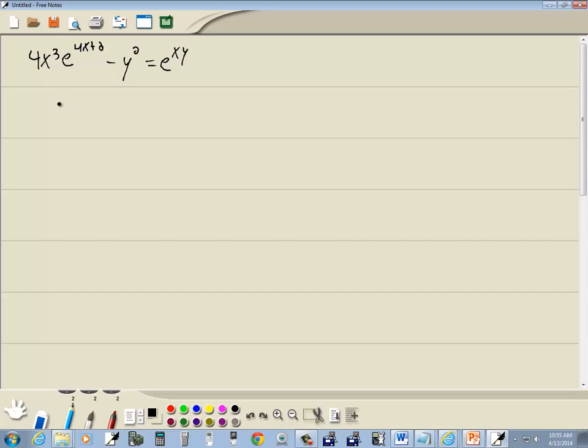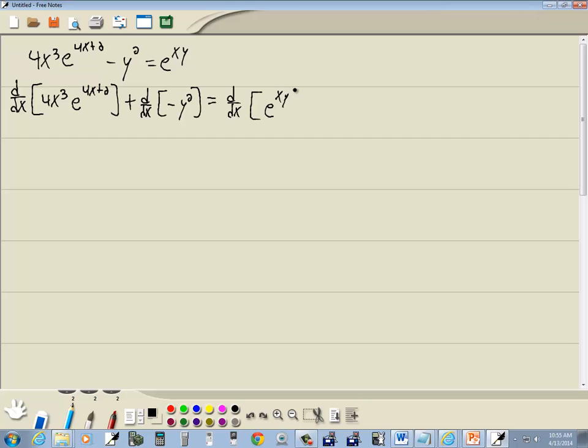So I want to find our derivative. We'll take the derivative of everything where it's sitting. So we'll take the derivative of 4x to the third e to the 4x plus 2, then plus the derivative with respect to x of negative y squared equals the derivative with respect to x of e to the xy power.